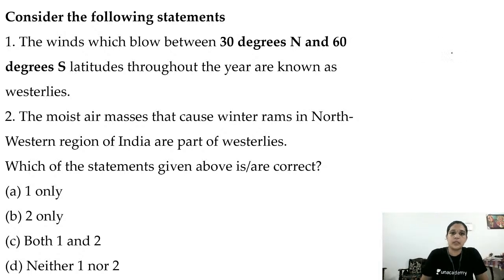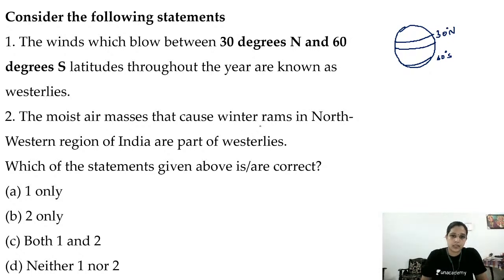The winds that blow between 30° north and 60° south latitude throughout the year are known as Westerlies. Okay. See this? 30° is like, above the Tropic of Cancer. 60° south is like, nearly above our Antarctic Circle. 66° is the Antarctic Circle. So, see, this much variation is there. So, the first statement is something you should think about.